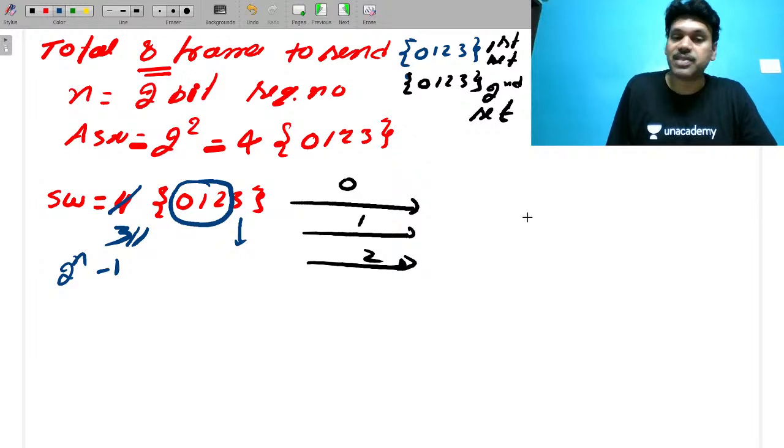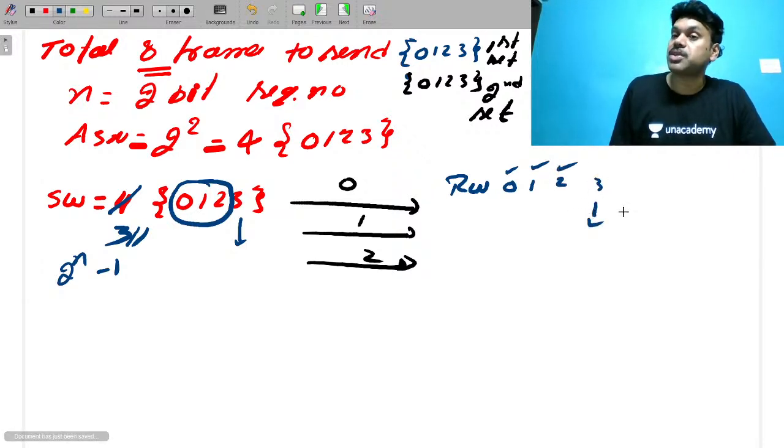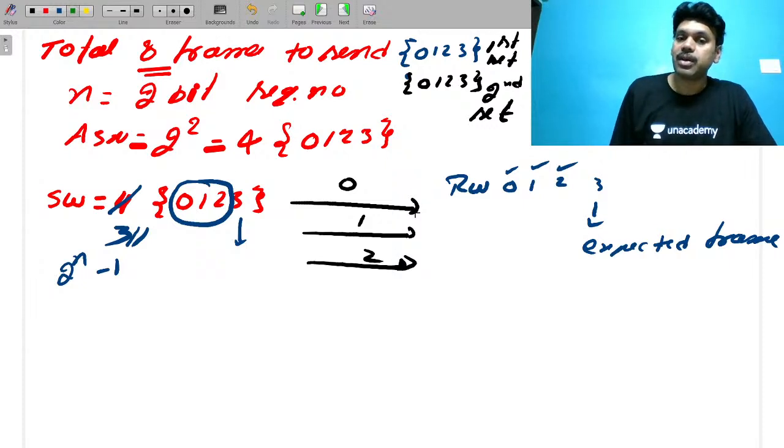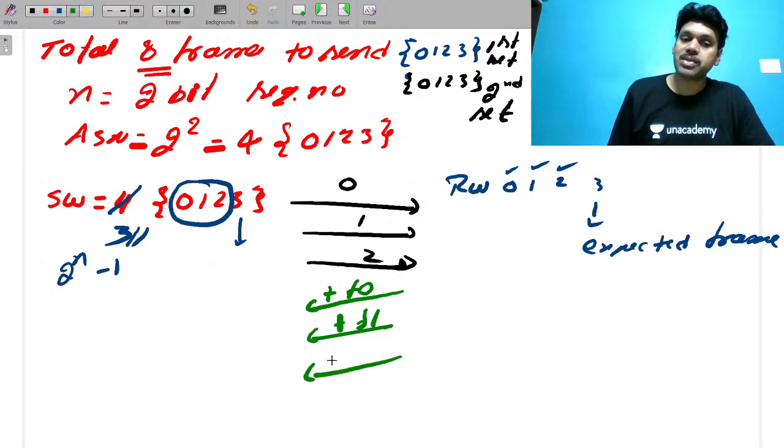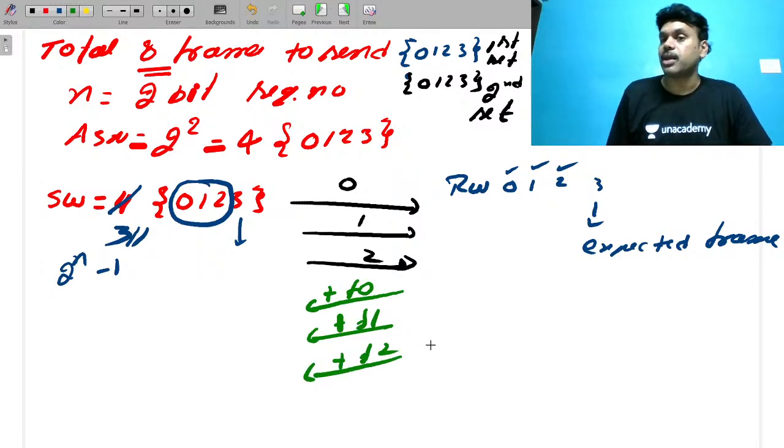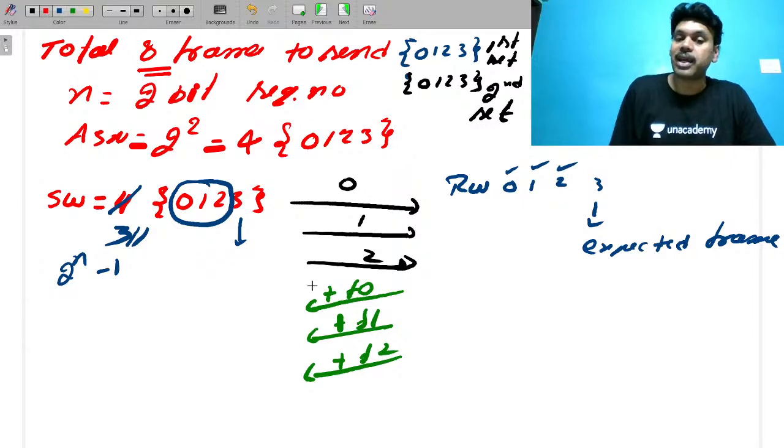So let us see the receiver side. Receiver received frame 0 success, 1 also success, 2 also success. He is expecting 3 next. This is the expected frame. Now he is raising the acknowledgements. Frame 0 got acknowledged, and frame 1 also got acknowledged because it is a success. Frame 2 also got acknowledged. We assume that these acknowledgements are lost.